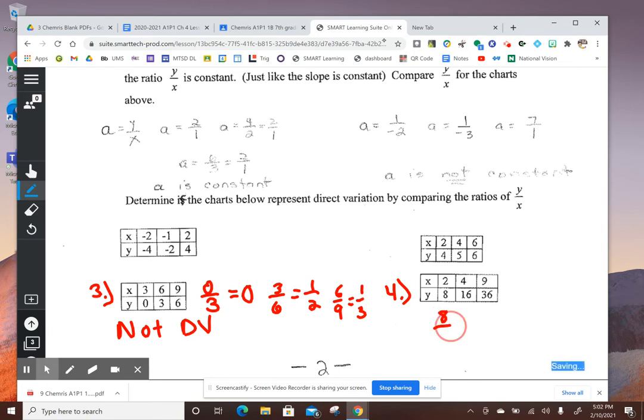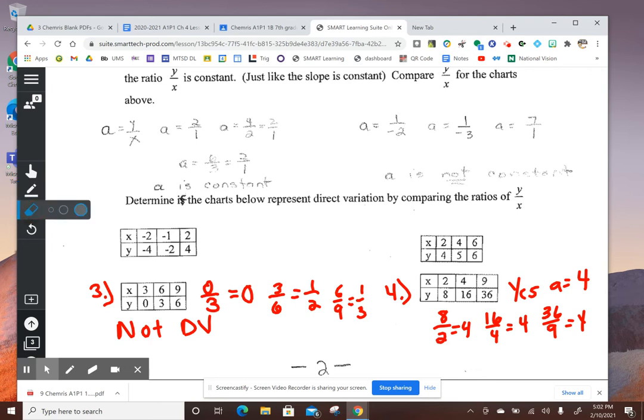Let's look at this one. If I put y over x here, I get 8/2, which is 4. If I put y over x here, I get 16 over 4, which is 4. And when I put 36 over 9, I get 4. So this is direct variation, and the constant of variation is 4.